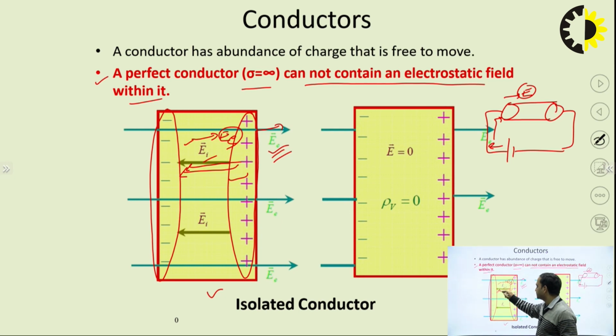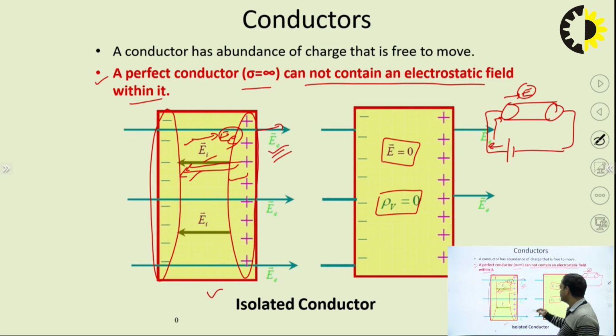So we can say the direction of the electric field within the conductor is opposite to the external field, so they will cancel each other out. In that case, the electric field will be 0 within the conductor. When the electric field is 0, it means there is no charge present within the conductor, so rho v is equal to 0. When rho v is 0, the potential will be equipotential, or the potential will also be 0. So there is no charge present within the conductor, and all the charges will be present at the surface of the conductor.